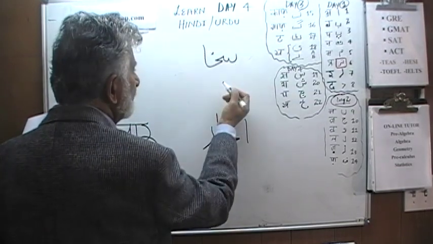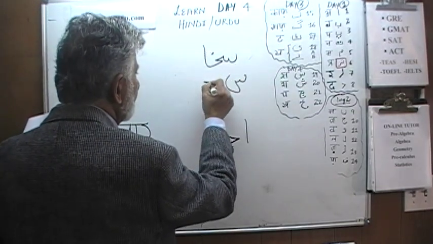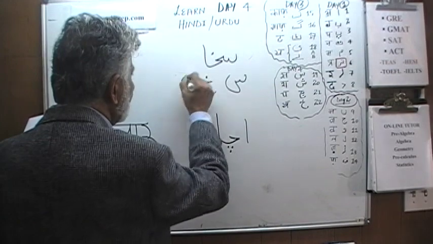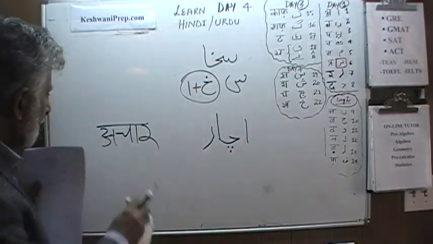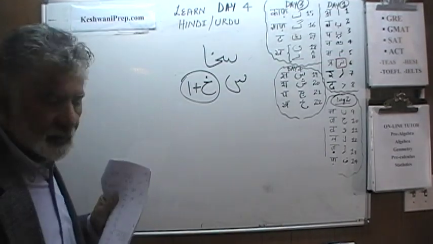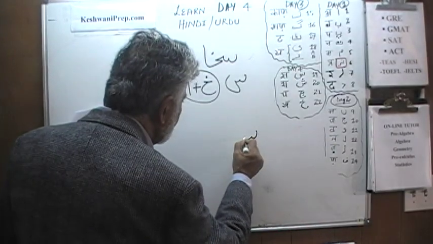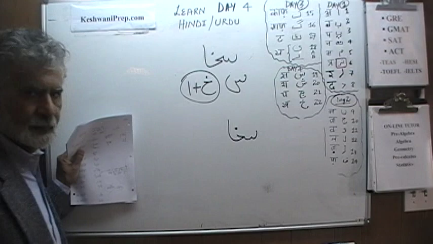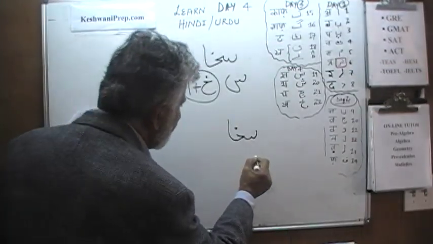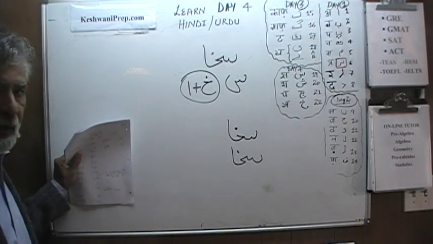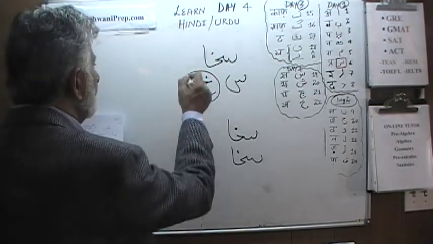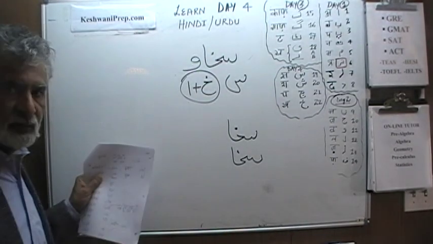Sakha. This is seen. This is K and Alif. Sakha. So technically, if you want to write it slowly, it should have looked like this. So and Kha. Except it's not going to look like this when you're writing. It's going to look like this, so that you don't have to lift your hand. Sakha. And then Wow. Which is a verb.